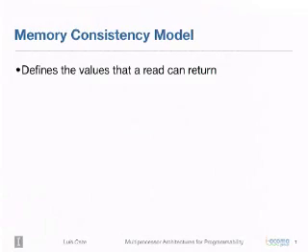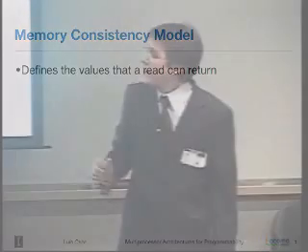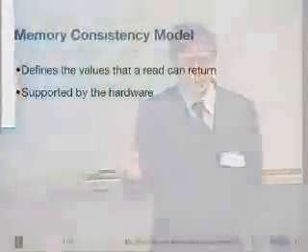So a very important characteristic of a multiprocessor is its memory consistency model. A memory consistency model, for those who don't know, defines the values that a read can return in a parallel program. It's supported by the hardware, and it has major implications on the programmability of a multiprocessor.